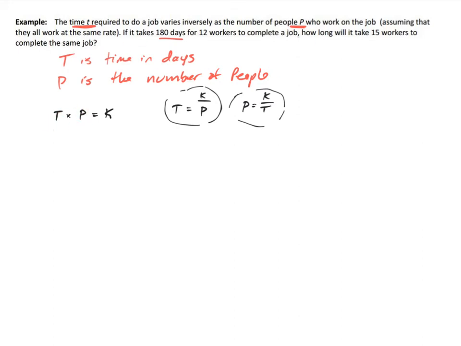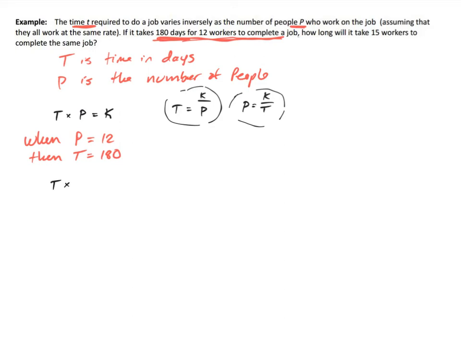And to do that, I can find the constant of variation by multiplying t and p. So all I need is one instance. I saw that when 12 workers were working, it took 180 days. So when there were 12 people, then the time it took to complete the job was 180 days. That's what we saw. These two, p equals 12 and t equals 180, are connected. Knowing that, I can find my constant of variation.